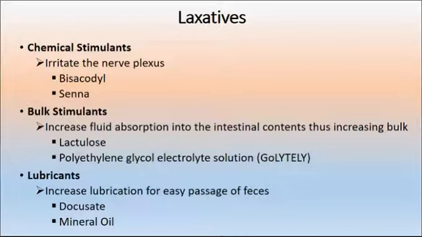Your Bisacodyl is used before surgery or diagnostic tests such as barium enemas to empty everything out. Your Senna is for short-term treatment of constipation. Because they're a chemical stimulant, they are not absorbed, but they may actually cause some CNS effects due to that nerve stimulation. Those effects are dizziness, headache, and weakness. Do not give any medications within 30 minutes of giving a chemical stimulant.